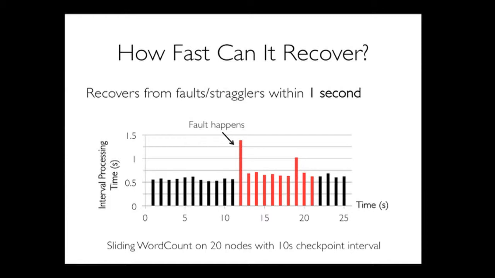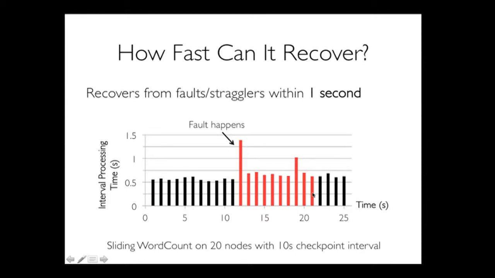One final thing I want to show on this is the actual speed of recovery. When something fails with discretized streams, we can also recover quite quickly with the same trick that I showed before. This here is a graph from a sliding window word count on 20 nodes with a 10-second checkpoint interval. And basically, in the time step where a node fails, we take about an extra second to recompute that data.